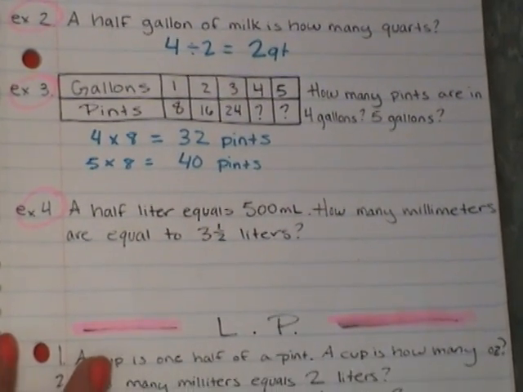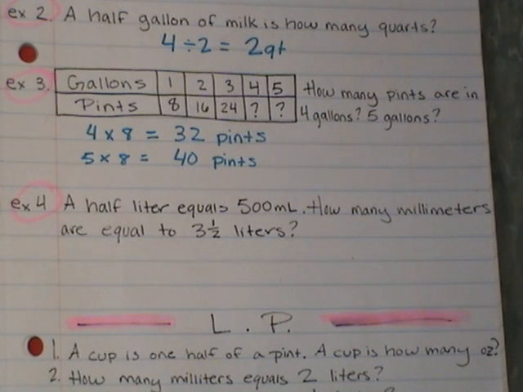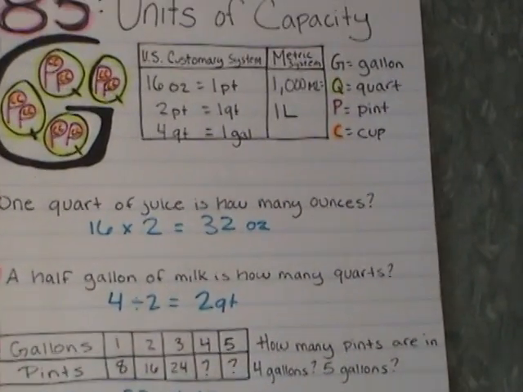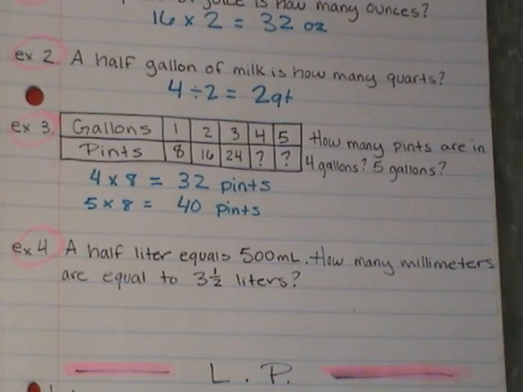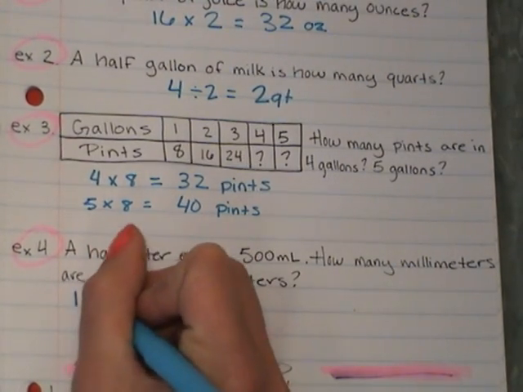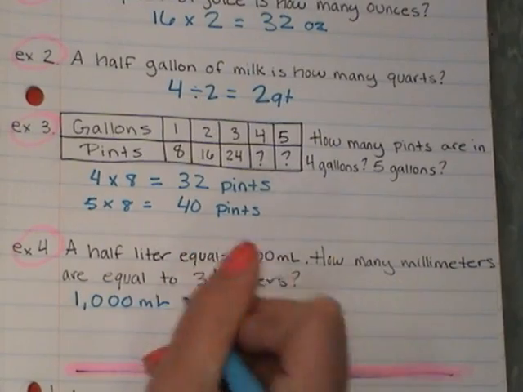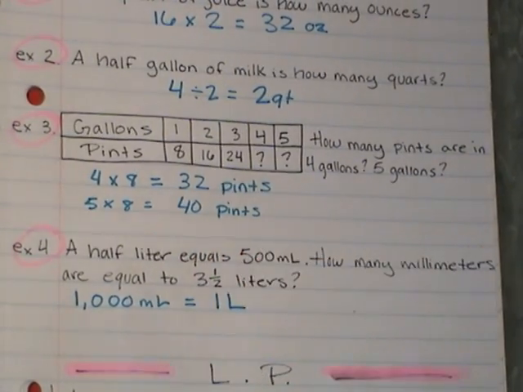It says a half liter equals 500 milliliters. How many milliliters are equal to 3.5 liters? Okay, well each liter, if we look at our chart up here again, this will help you too. Okay, so if you look up there, it says 1,000 milliliters. I'm just going to write it down here so you can see it. 1,000 milliliters are equal to 1 liter. Okay, so a half liter is 500 milliliters. A whole liter is 1,000 milliliters. We want to know how many are equal to 3.5 liters.